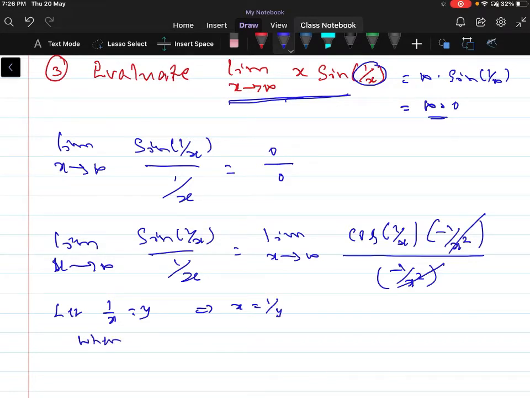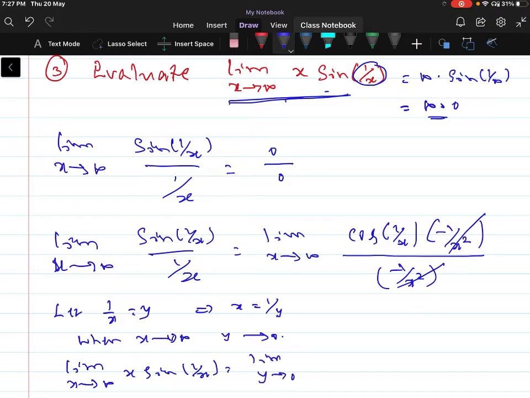When x approaches infinity, y approaches 0. Therefore, the limit as x approaches infinity of x times sine of 1 by x can be written as the limit as y approaches 0, where x is 1 by y and 1 by x is y, that is sine y by 1 by y, that is, by y. So again it is a 0 by 0 form. When y is 0, let us apply the L'Hospital rule.